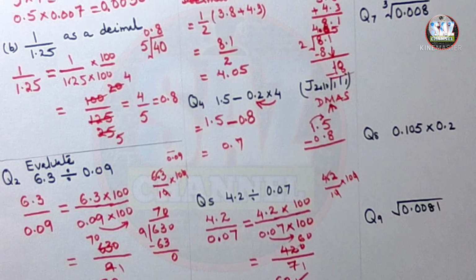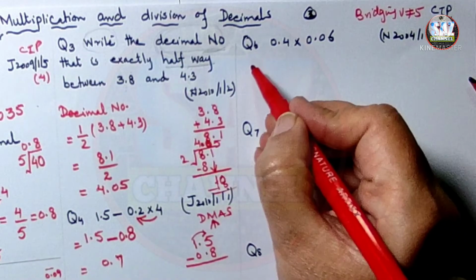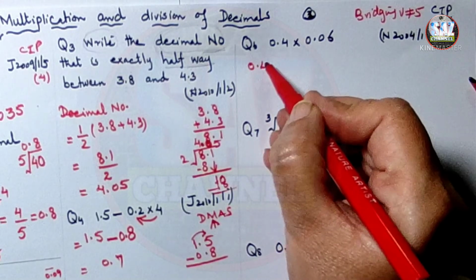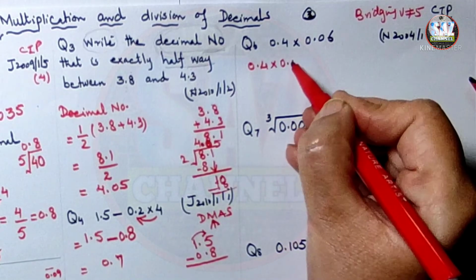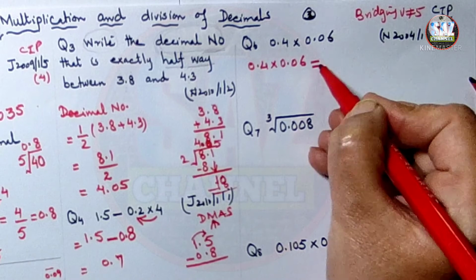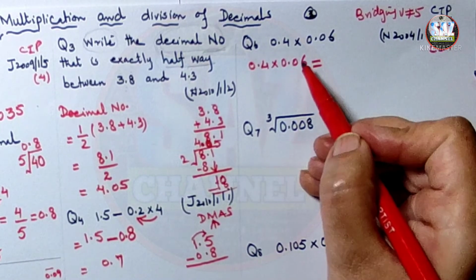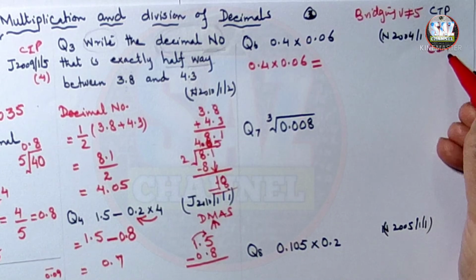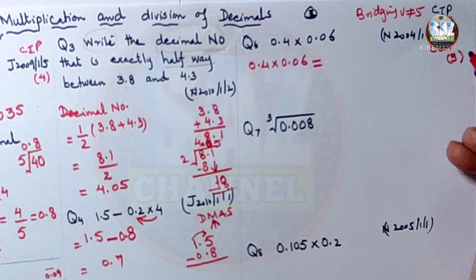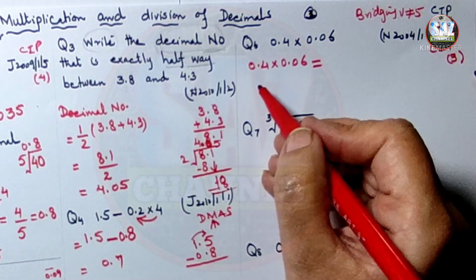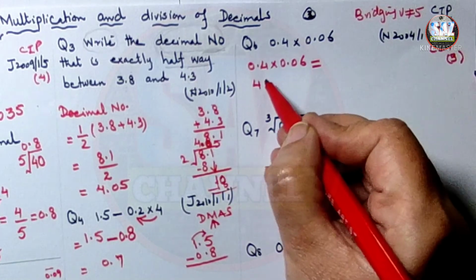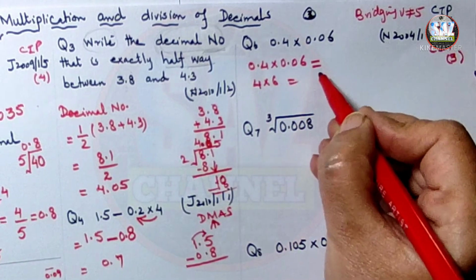And moving to the next question again, 0.4 multiplied by 0.06. Recall the CIP rule. Count 1, 2, and 3 places after the decimal in the question. Ignore the decimal. 4 multiplied by 6 is 24.